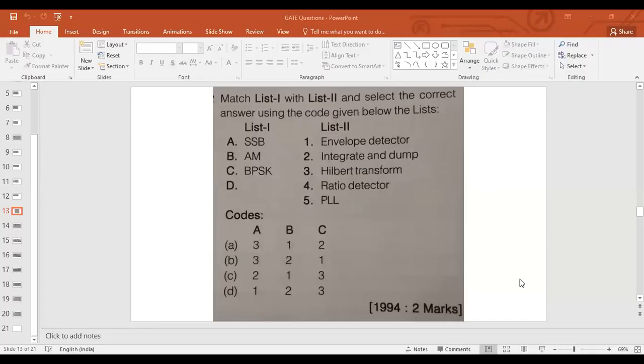So let us continue the questions which we were going through in the last class. Okay, let me share the PPT. Okay. So is the question visible? The PPT is visible?